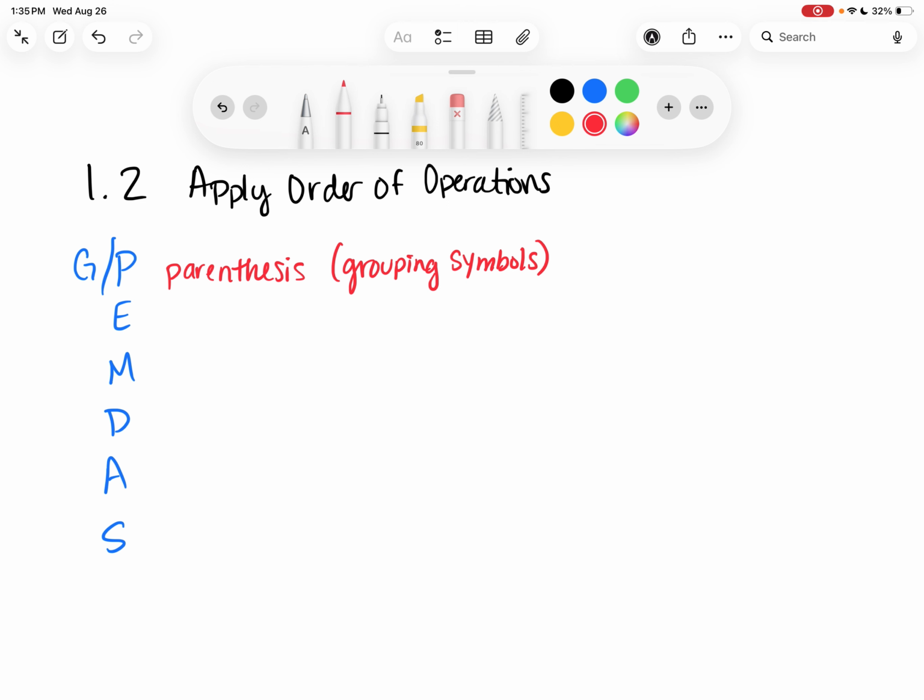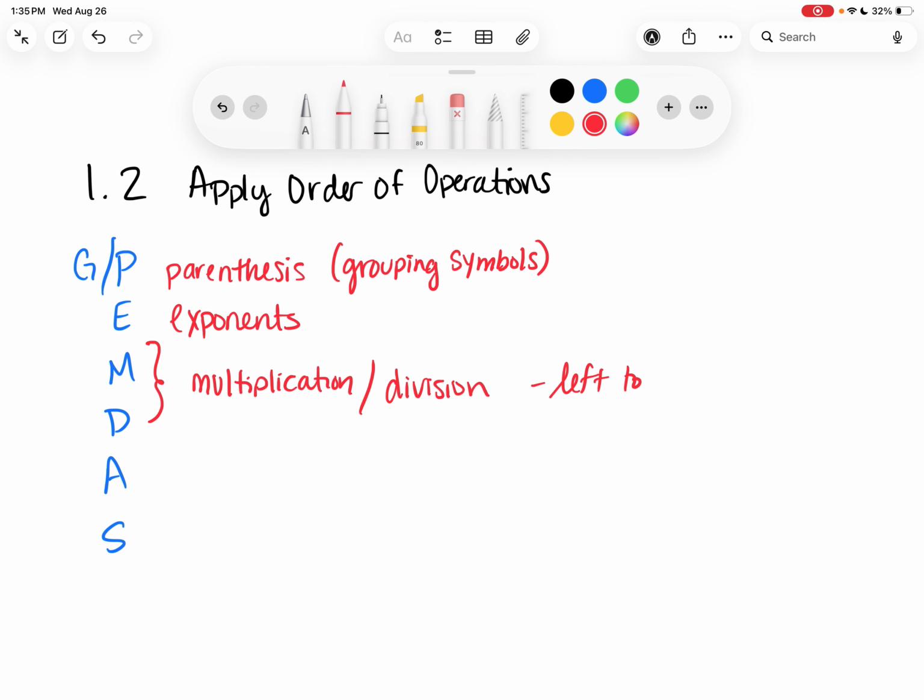And then we do anything with exponents next. And then M and D go together. This is multiplication and division. We do this going left to right. If a division comes first in the sequence going left to right, I do that first. If multiplication comes first, I do that first. But we go left to right with that.